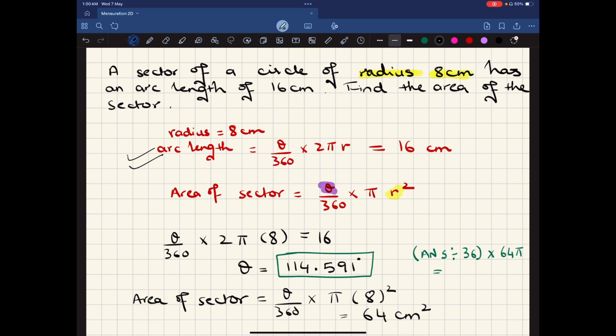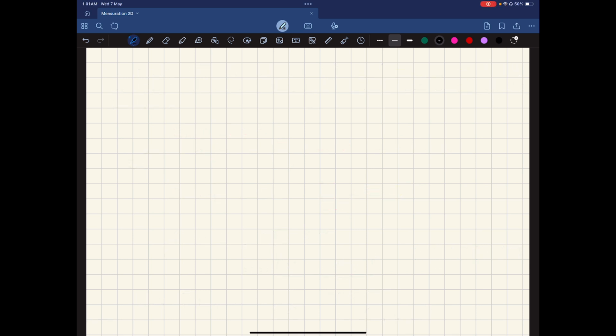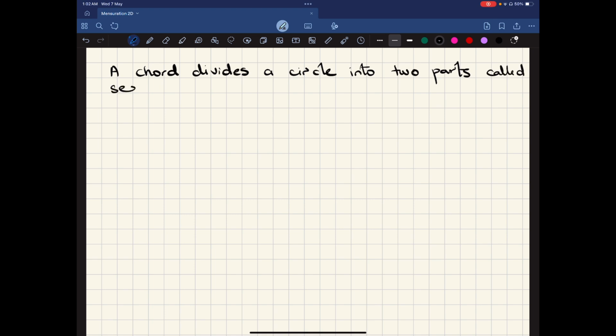Okay, so this is all that we're going to discuss about sectors. Now we're going to move on to segments. What is the second way to divide a circle? As already discussed, a chord divides a circle into 2 parts called segments, right?